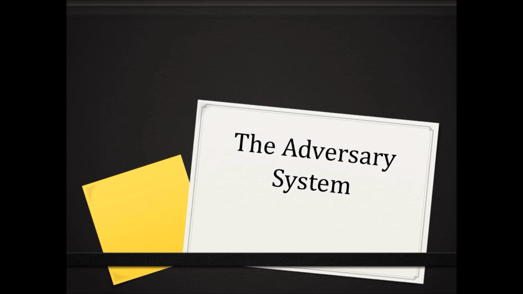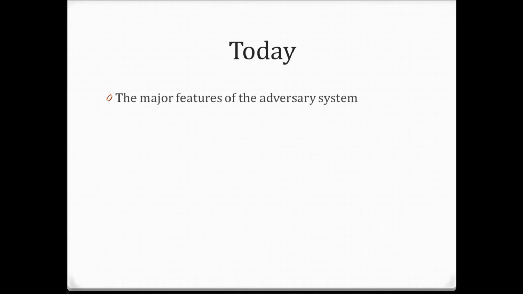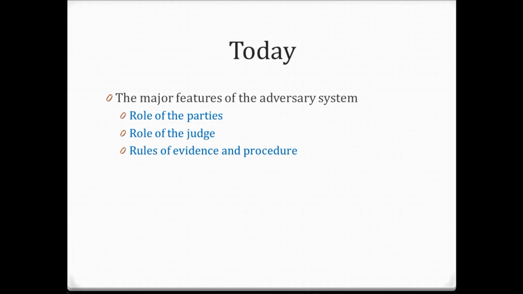Okay, so today we're going to look at the adversary system. Unit 4, Area Study 2 sets out that you need to know the major features of the adversary system, including the role of the parties, the role of the judge, the rules of evidence and procedure, standard and burden of proof, and the need for legal representation.